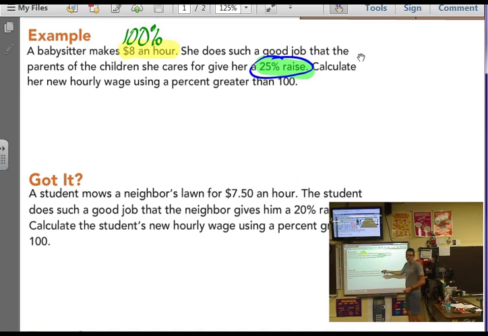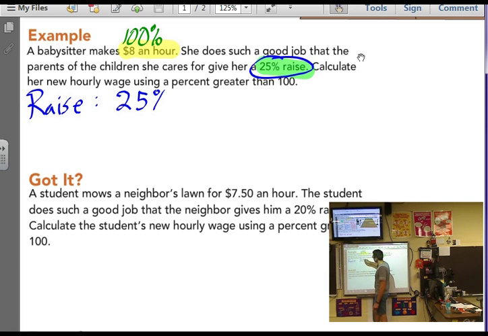So I could either use my knowledge of adding to 100% and do 125% of my $8 and find out my new value, or I could just calculate my raise on its own and then add it. So I'm going to show you both ways. The raise will be 25% of the original $8.